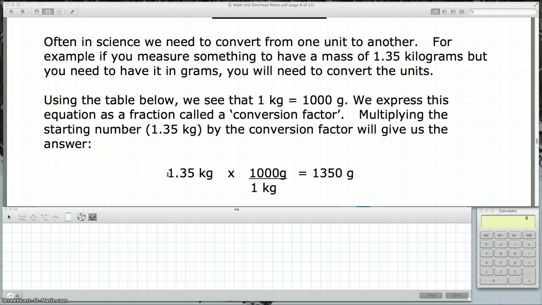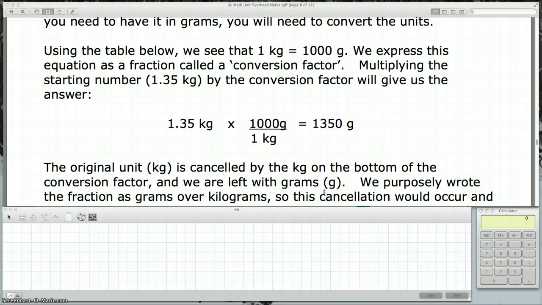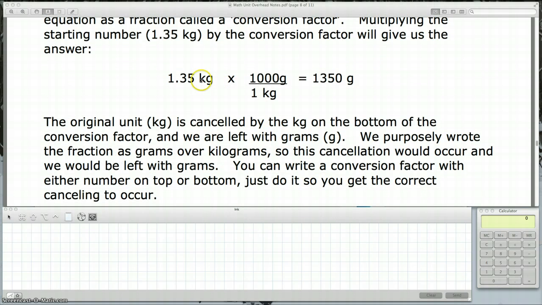I took the starting number, 1.35 kilograms, the one we want to convert, and I multiplied it by this fraction, this thing we call a conversion factor, and that gives us our answer. Now I set this up very specifically, and if you notice, this kilogram here will get canceled out by this kilogram here, because here the kilogram's on the bottom of the fraction, here it's not on the bottom of the fraction, so they cancel each other out. And I set it up very specifically so that that cancellation will occur.